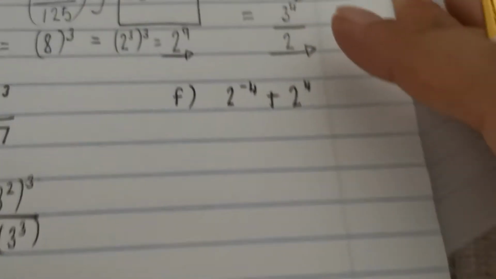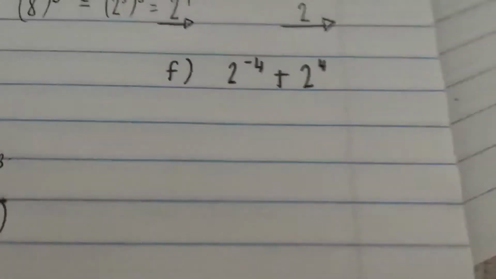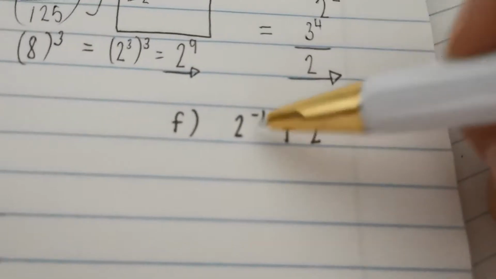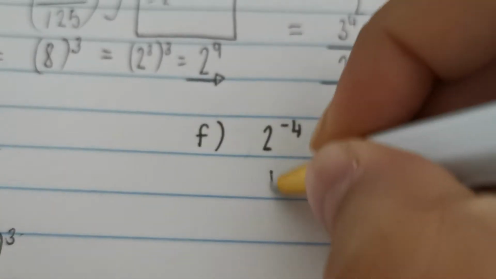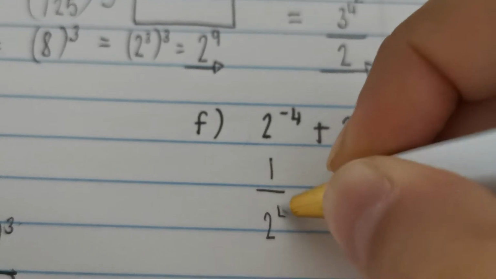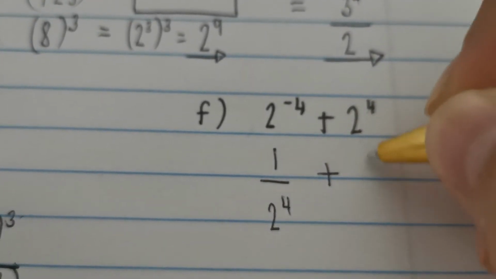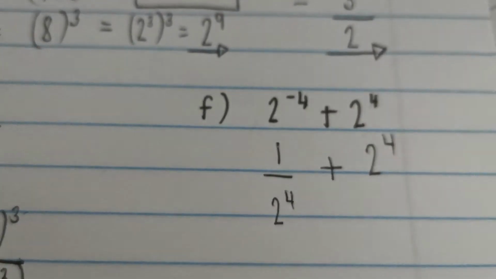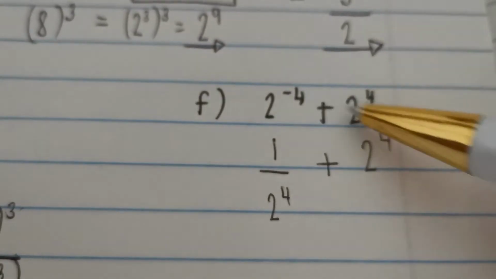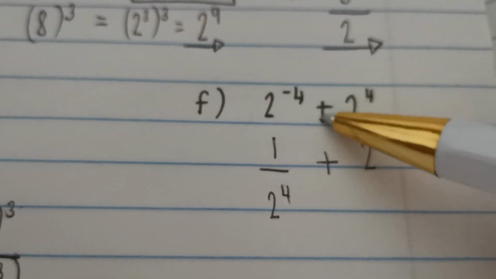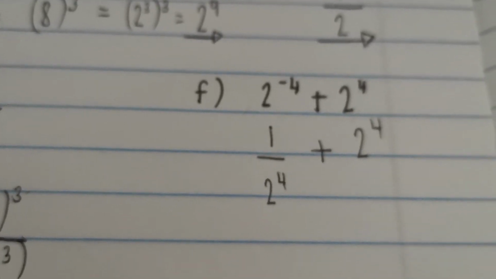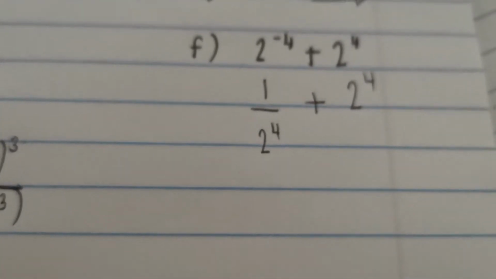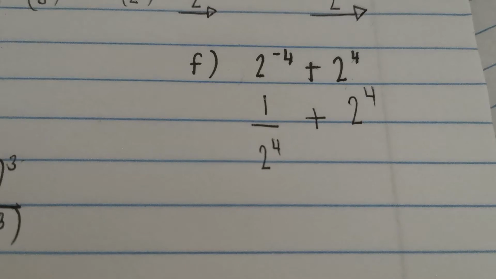Okay, F. Oh, I apologize for that. Sorry. This here is a negative 4, so we're going to put it downstairs. So 1 over 2 to the power of 4 plus this one stays as is. Okay, we cannot add and subtract these two because of this plus sign over here. Okay, what would they want us to do? The most that we can do now, there's nothing really we can do in terms of exponents.